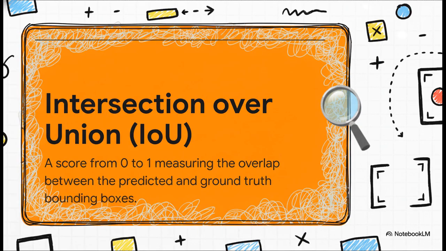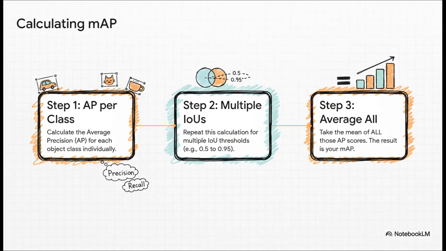Well, we do that with a really clever metric called intersection over union, or IoU. It's actually a pretty simple idea. All it does is measure the percentage of overlap between the box the model drew and the actual real box. A score of 1 is a perfect match, and a score of 0 means they didn't overlap at all. And now, finally, we can put all the pieces together.